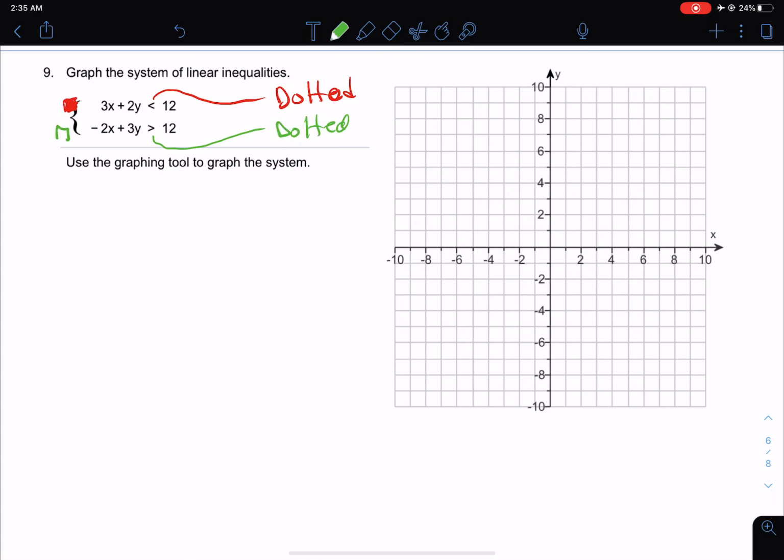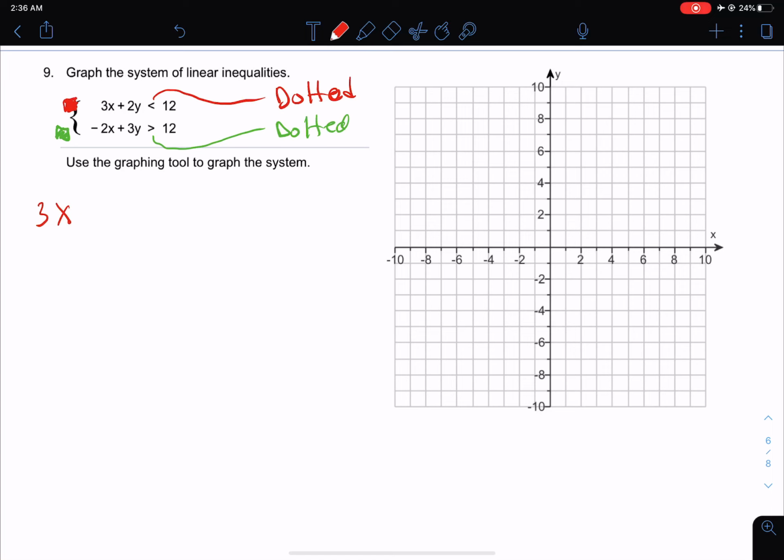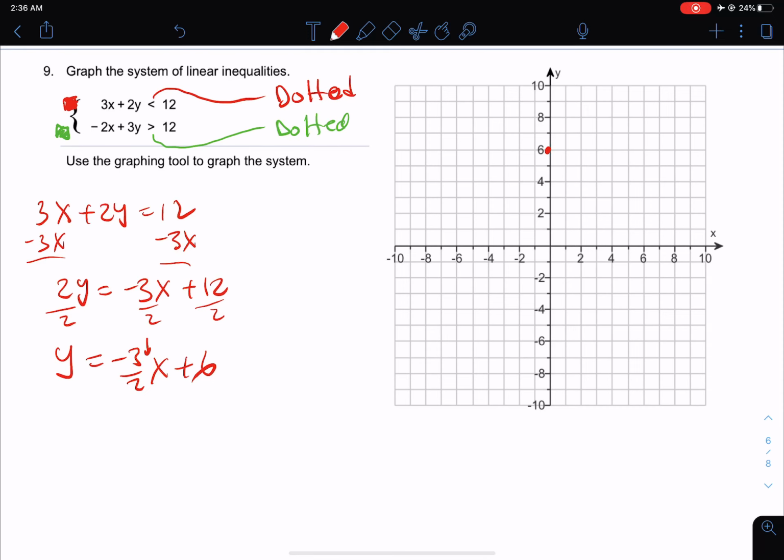sign under there. So then what we do is we take our red inequality and write it as an equation, 3x plus 2y equals 12. Of course, you can do x and y intercepts with this one because they're going to be nice and beautiful, but you can also do slope intercept form. So either way is just fine. Divide by 2, and there you've got y equals negative 3 halves x plus 6. 6 is my y-intercept, and my slope is down 3, right 2. Down 1, 2, 3, right 1, 2. And there we go. We got it.